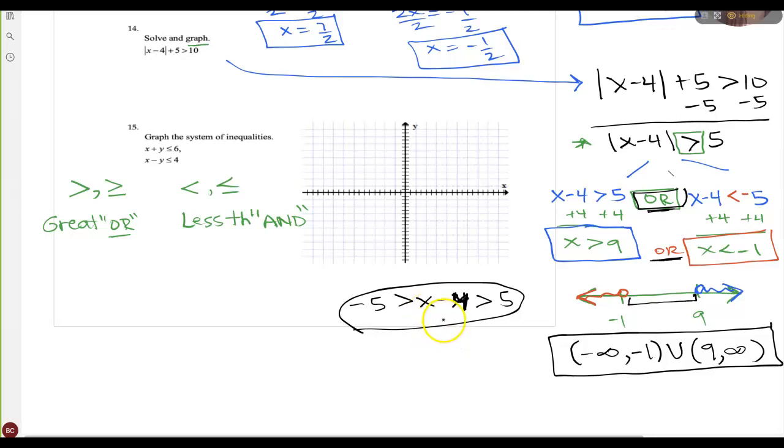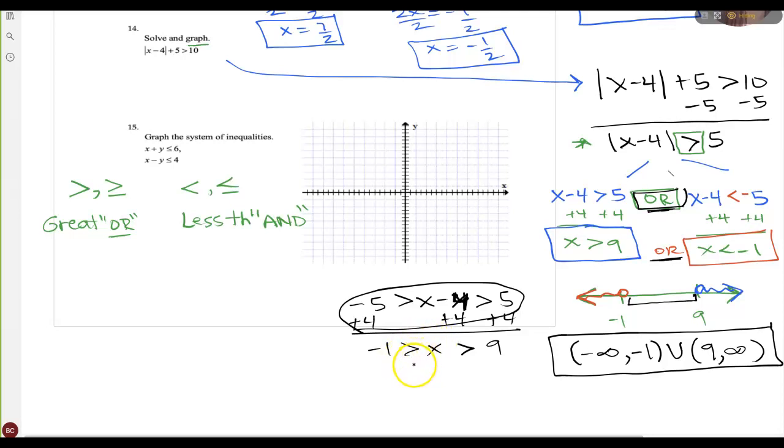Because after I subtract from both sides, I get -1 greater than x, which means x less than -1, and go to the left direction, and x greater than 9 is going to be to the right direction. So it gives me the OR graph, right?